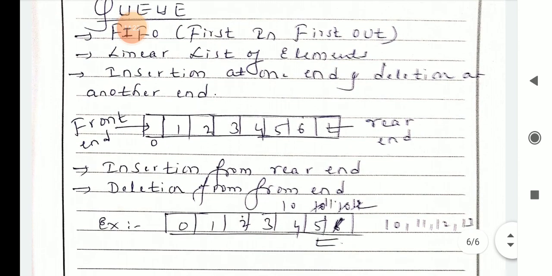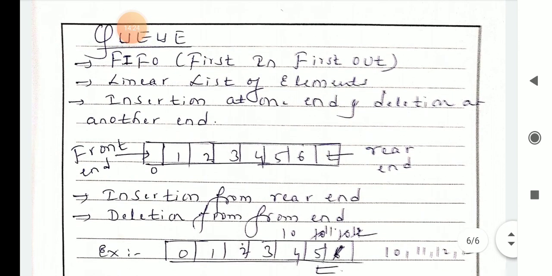What is a queue? Generally queue comes under data structure, stack also comes under data structure. It is FIFO, first in, first out. It is a linear list of elements, with insertion at one end and deletion at the other end. So you have to insert at one end and you have to remove from the other end.